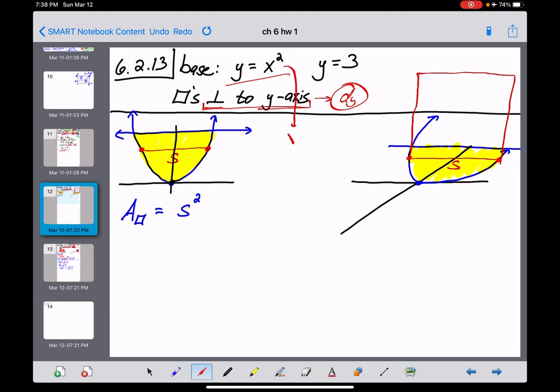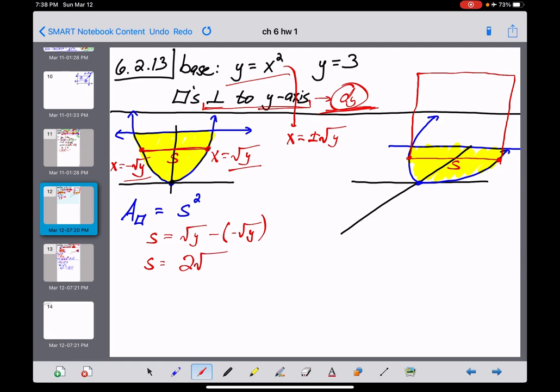You just take the square root of both sides and get x equals plus or minus the square root of y. Now, each half of this parabola is one of those two equations there. The one on the right is the positive square root of y, and the one on the left is x equals the negative square root of y. So what I would do now is try to get S, the length of this piece right here, represented in terms of y. So S is going to be right curve minus left curve, the square root of y minus the negative square root of y, which of course then means that S is just going to be 2 root y.